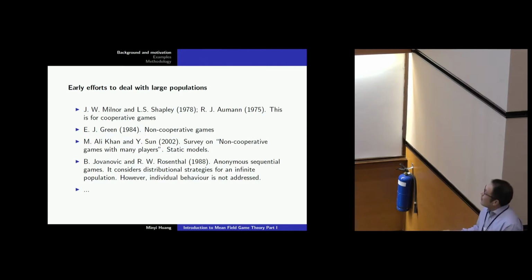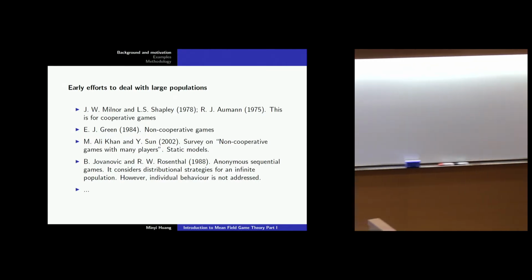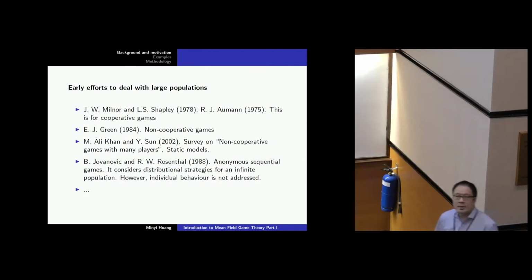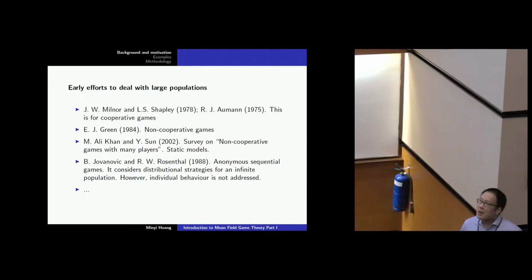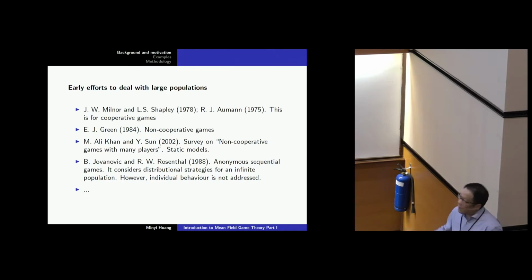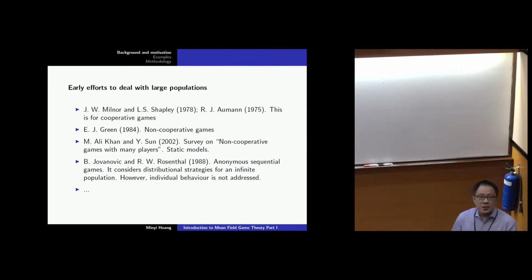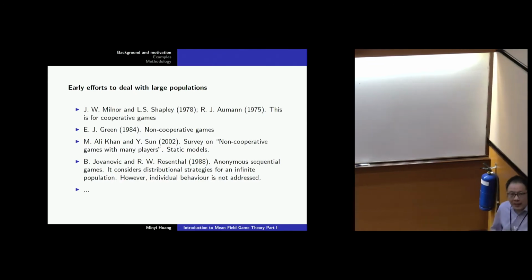Also, I would mention the so-called anonymous sequential games. There is a little bit of conceptual difference between this theory and mean-field games. Because for mean-field games, we start with a large but finite population, and we should keep track of everybody. So everybody has a label. We should keep track.